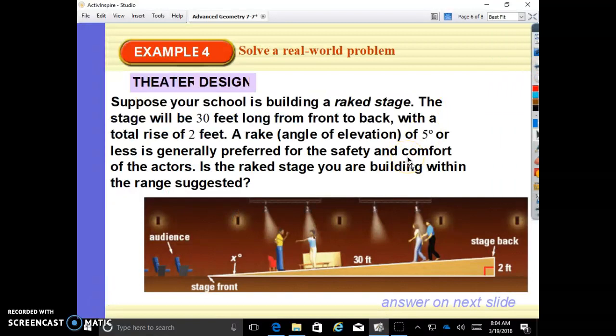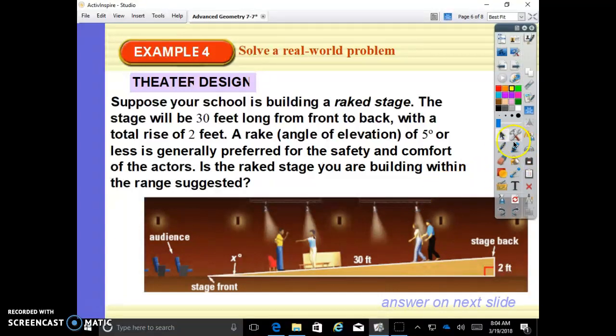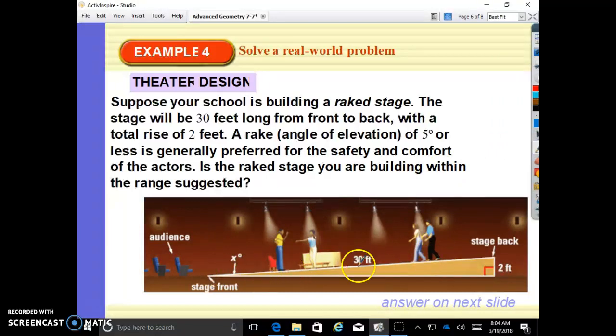Suppose your school is building a raked stage. The stage will be 30 feet long from front to back with a total rise of 2 feet. A rake, or the angle of elevation, of 5 degrees or less is generally preferred for the safety and comfort of the actors. Is the raked stage you are building within the range suggested? So what they're talking about is the slope, the steepness of the stage. If it's too steep, they're going to fall. So they want this to be 5 degrees or less.